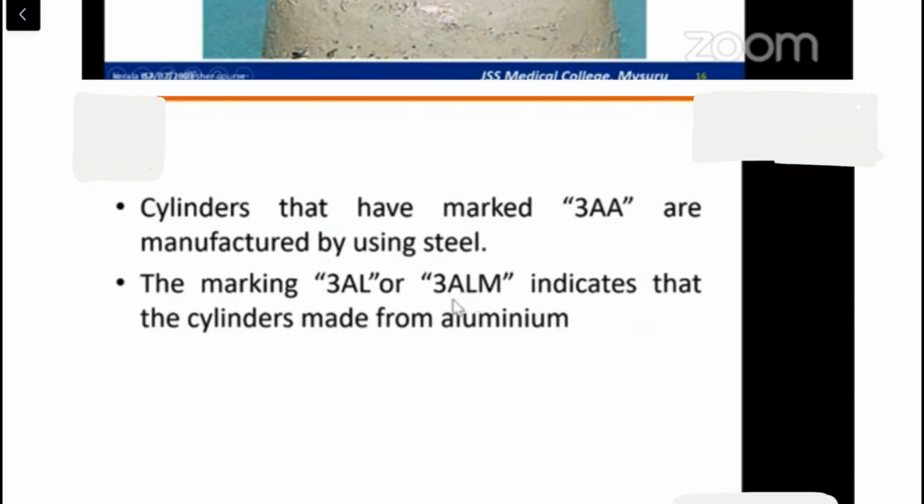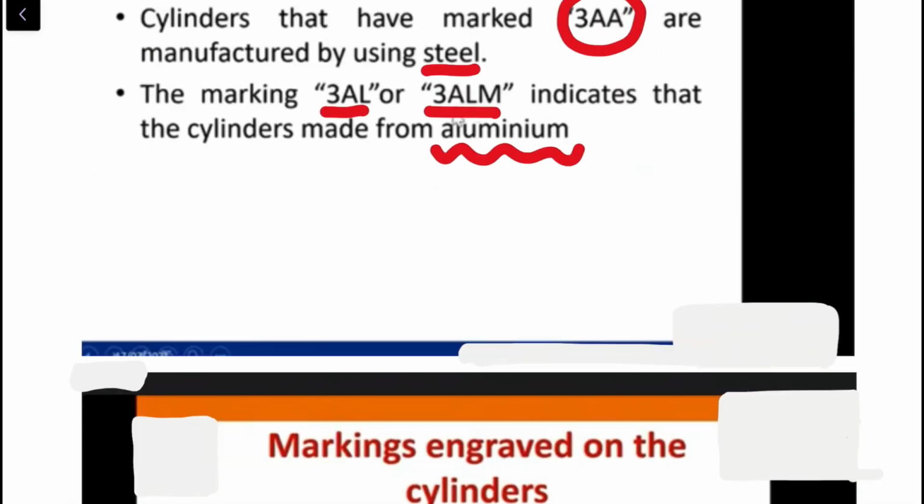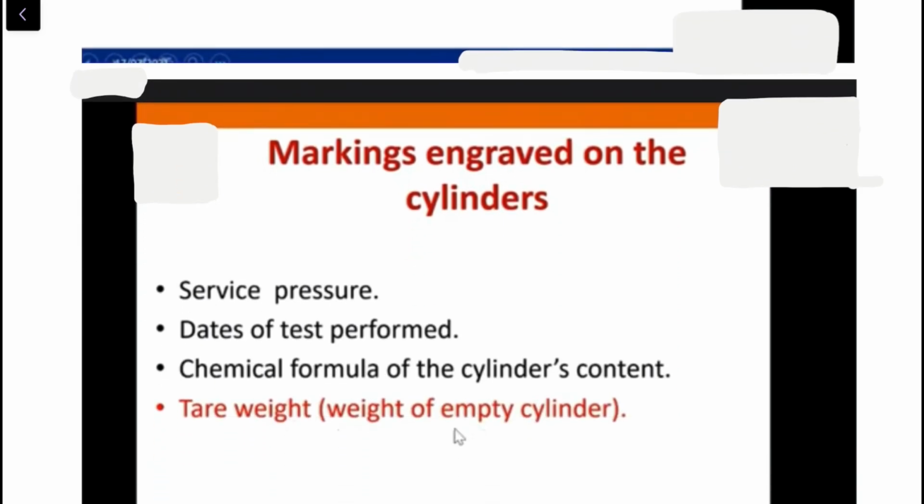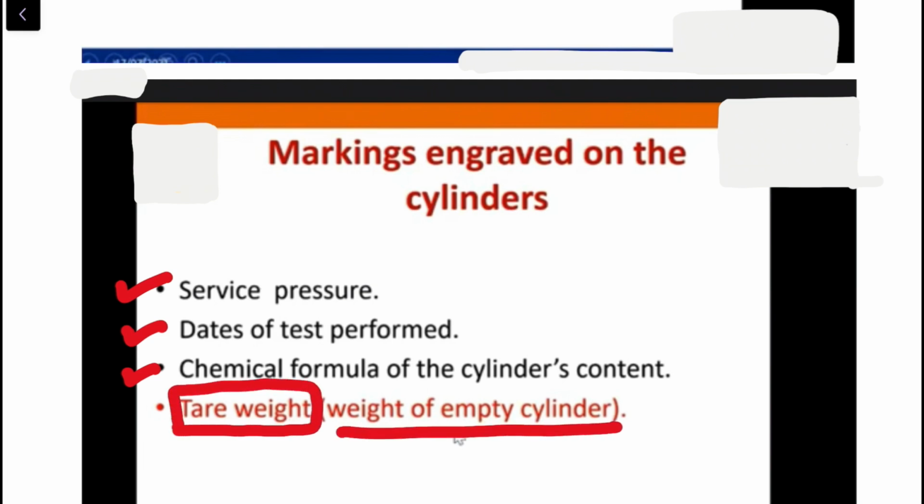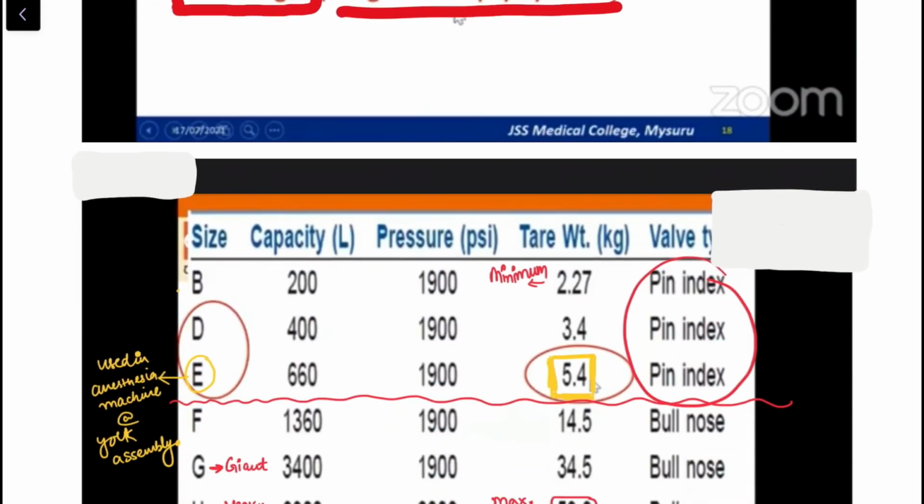As we just read, cylinders marked 3AA are manufactured from steel. If it is written 3AL or 3ALM, that indicates it is made of aluminium. Markings engraved on the cylinders, we have already read: service pressure, dates of the test, chemical formula of the content, which is oxygen or nitrous oxide, whatever that is. And a tare weight is also mentioned. Tare weight is the weight of the empty cylinder.